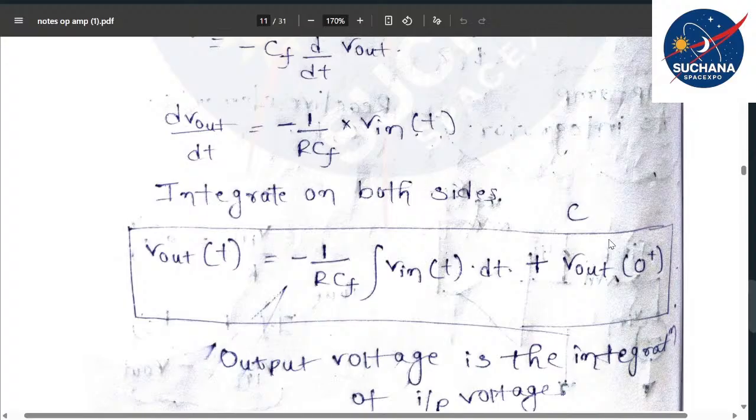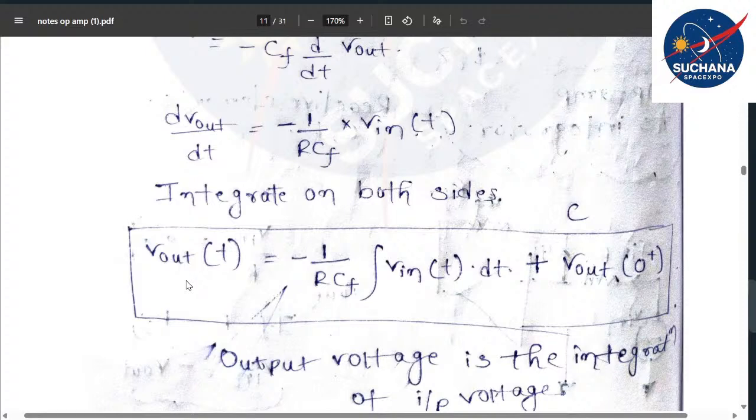I will explain why we have written plus V out of 0 plus later. But as of now, you can skip this particular thing. I will explain about this later. For now, just focus on the equation V out of t is equal to minus 1 by R into CF into integration of V in of t into dt.